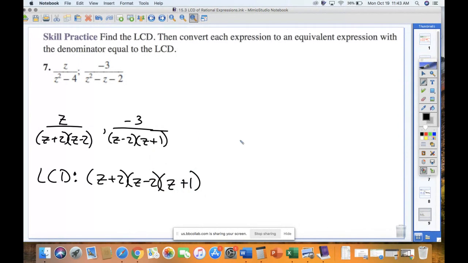Right, this one. So I actually only took this one, and this one essentially. I don't need to rewrite z minus 2 again. It's not squared because it's to the first power, and this one's to the first power.